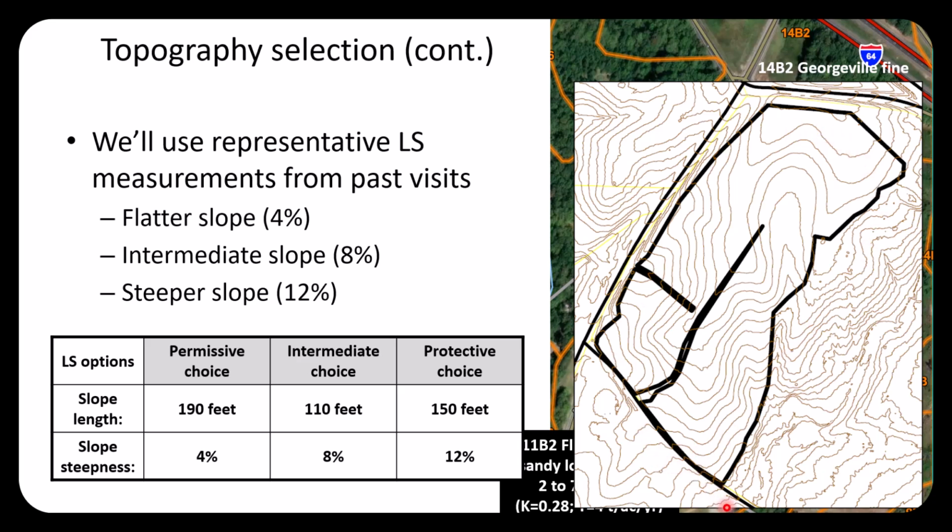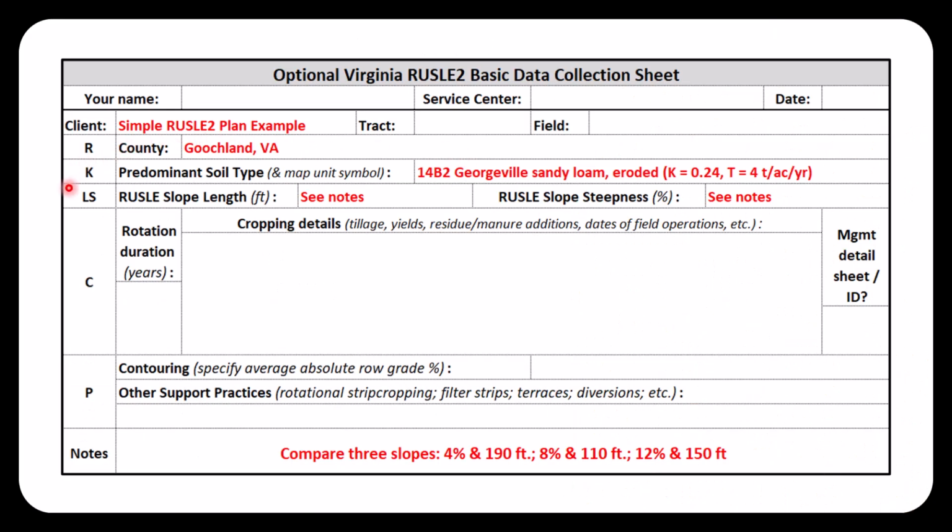As a reminder, as mentioned previously, planners will often need to make judgment calls when trying to represent complex real-world scenarios and landscapes in the relatively simple RUSLE2 model. Now we can note our LS topography inputs, and here we say "see notes," and down here we're clarifying that we're going to compare 3 slopes. So the next input we need is our C factor, or our crop management information.